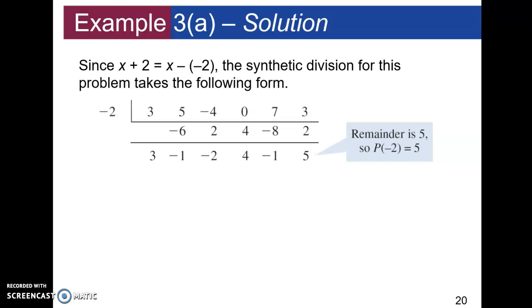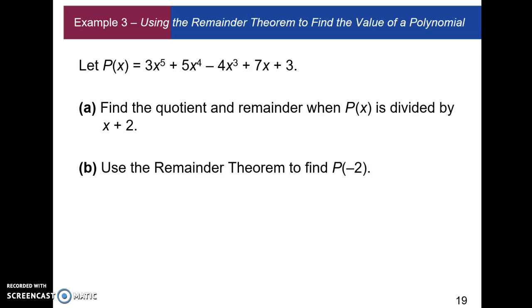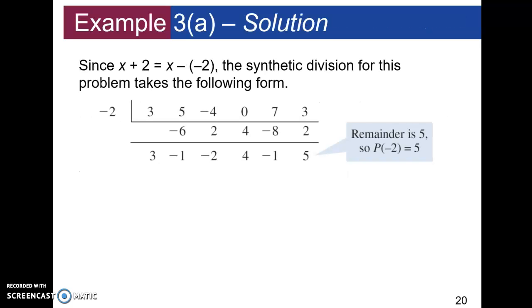So here I have 3, 5, -4, 0, 7, and 3 for my coefficients. There's that placeholder because there's no x squared term. So 3, 5, -4, 0, 7, and 3 will go inside my box, and then my 0 of the divisor, -2, will go out in front. I always bring down the leading coefficient, and then it's multiply, then add, all the way to the end.